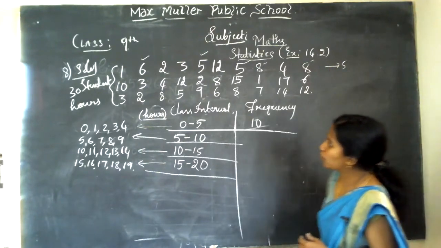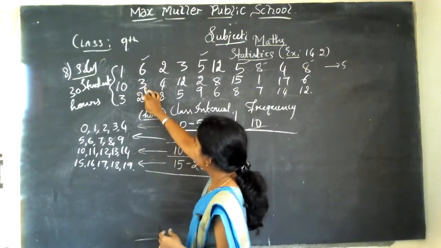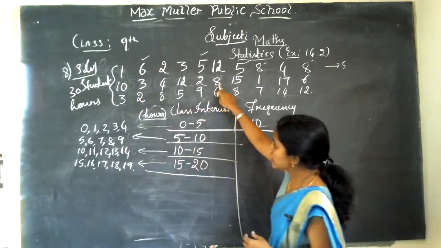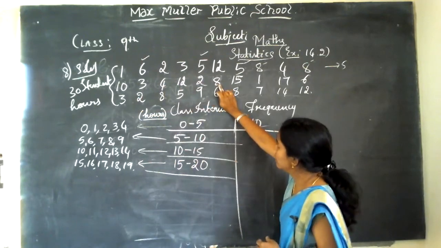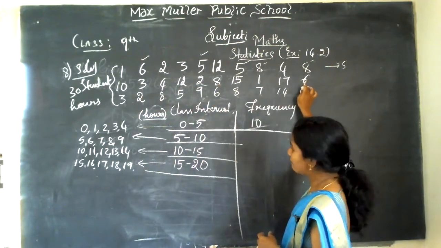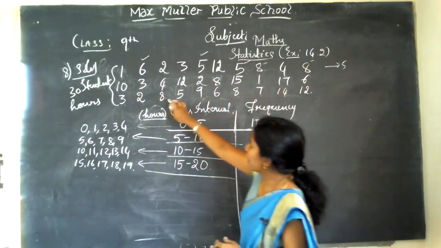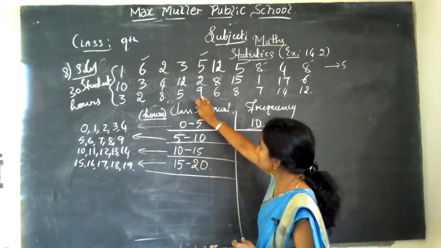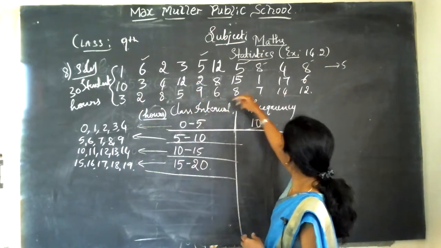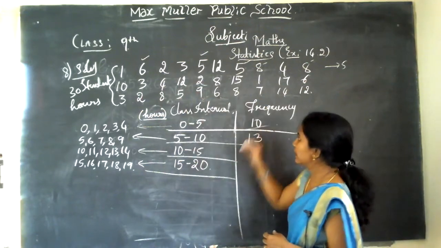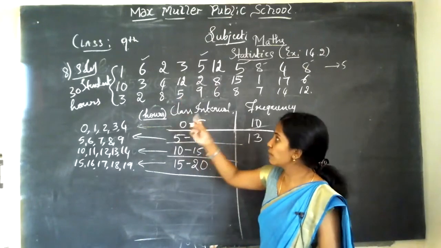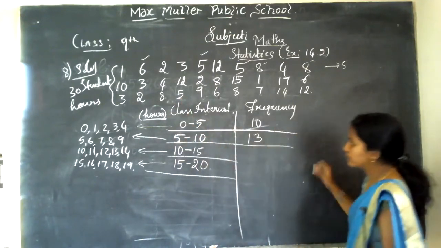In the second row, 6, 7, 8, 9, 10, 11, 12, 13. So you will get 13. Don't forget, you have to include the 5 also. So when you include it, you'll get 13.